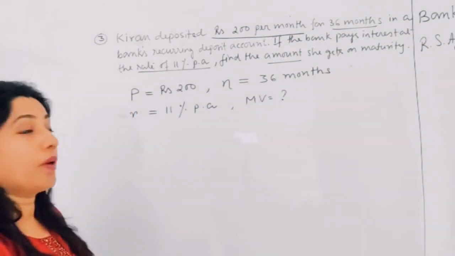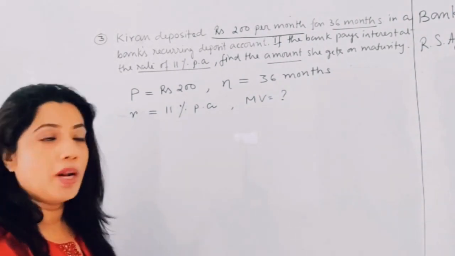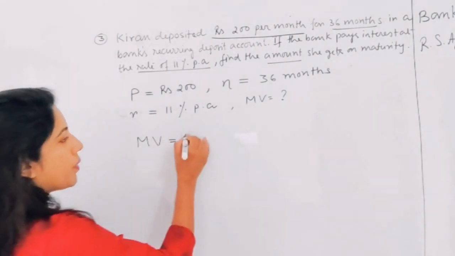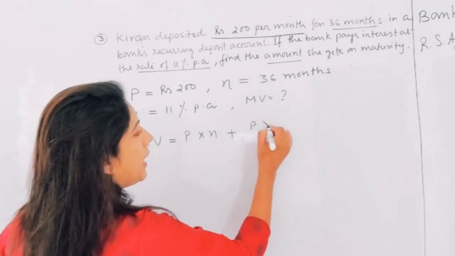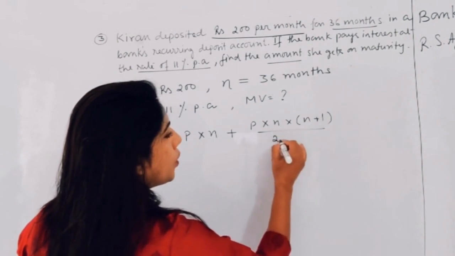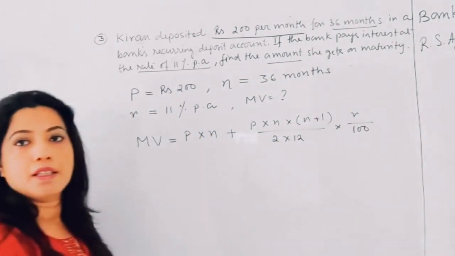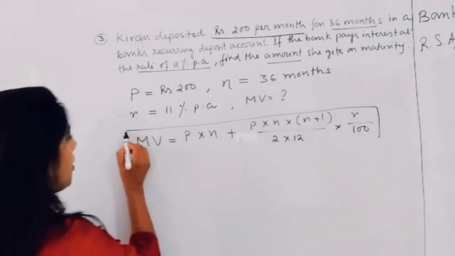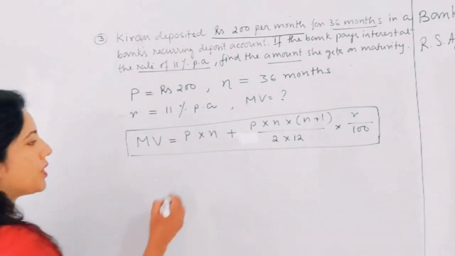So first of all, you can pause the video now and you can do the sums. First of all, we have to write down the formula. As I mentioned in the last video, always you have to write down the formula. So MV is equal to P into N plus P into N plus 1 divided by 2 into 12 into R upon 100. This is the formula for the maturity value. Every time write down the formula so that you can memorize it nicely. Okay, now let us put the values here.